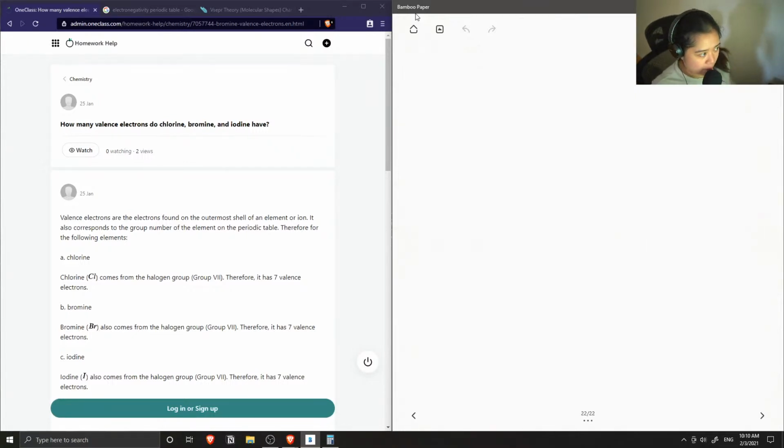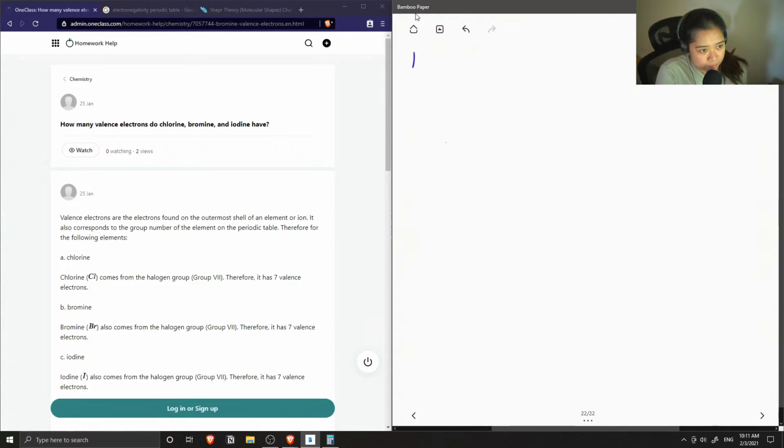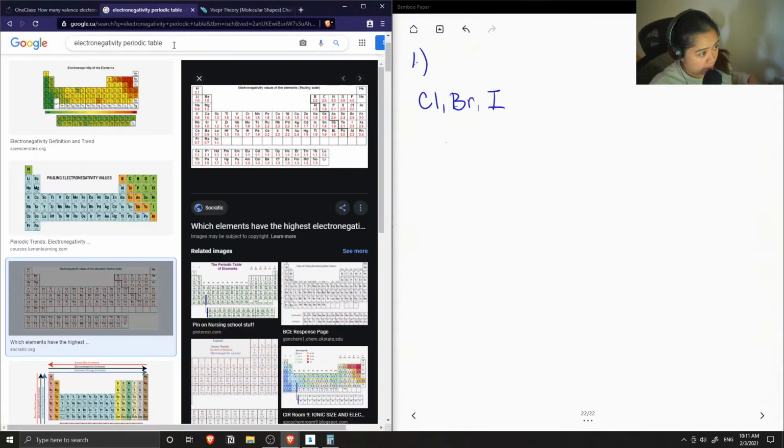Okay, so question 1 asks how many valence electrons do chlorine, bromine, and iodine have? Okay, so chlorine, bromine, and iodine. So let's look up these elements on the periodic table.